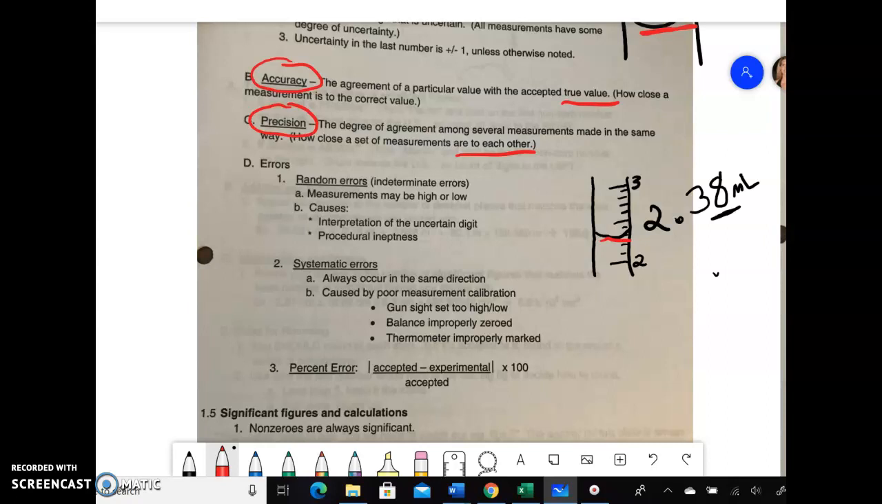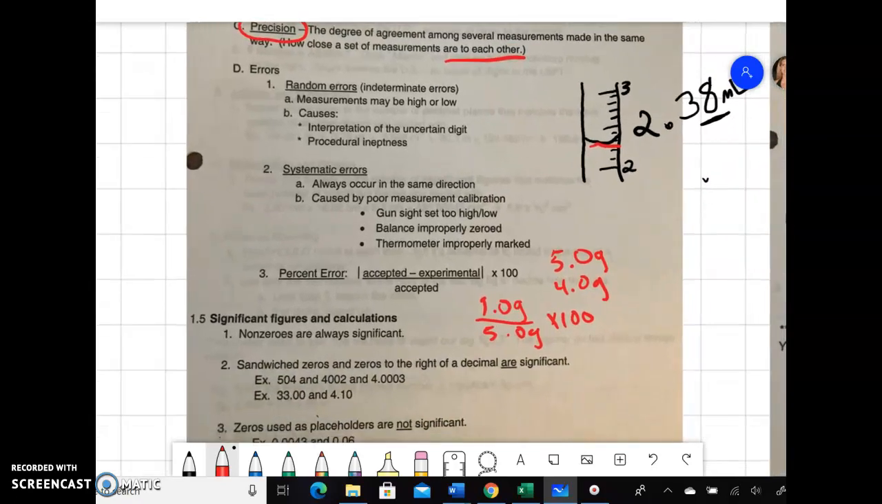So let's say you calculated that you were supposed to get 5 grams of your product and you only got 4 grams. So your experimental is the 4 and the accepted is the 5. So you would do 5 minus 4 is 1. And if you just always do the bigger number minus the smaller number, you'll get the positive value. Divided by what you were supposed to get, and then times 100, we'll put it into percent. So this person had a 20% error.